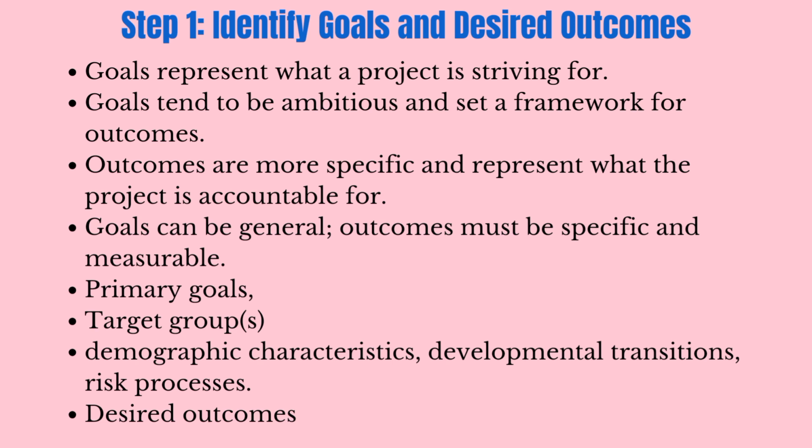Primary goals, such as increasing parent involvement in the schools or reducing drug use. Target groups, such as teachers, children of a specific age, parents, or general public. Target groups can be described by demographic characteristics, developmental transitions, risk processes, locality, or other criteria. Desired outcomes, such as decreases in school absences. Well-formulated outcomes are clearly defined and specific, realistic and attainable, and measurable.